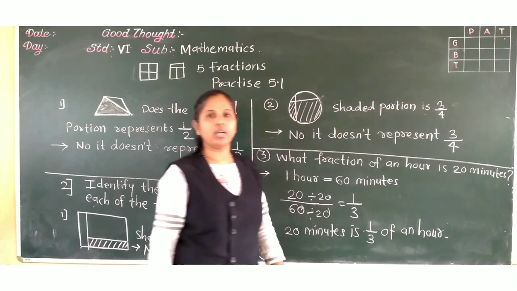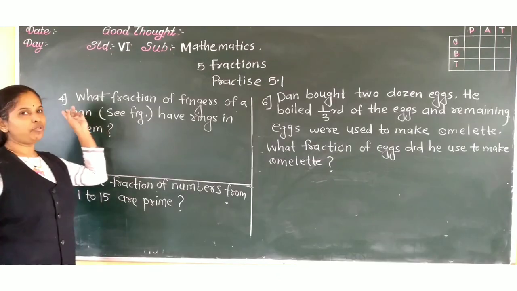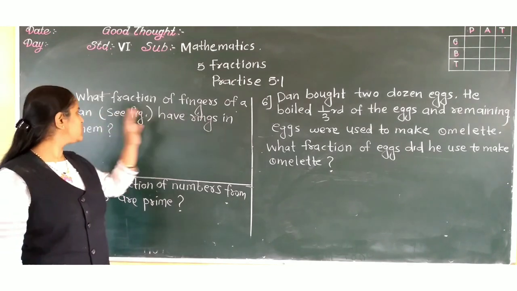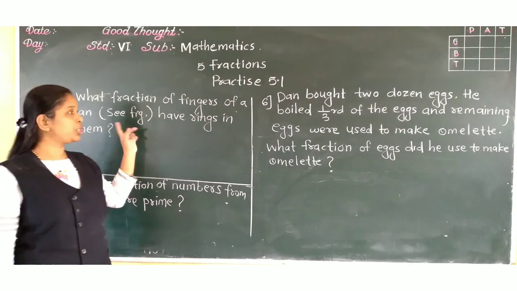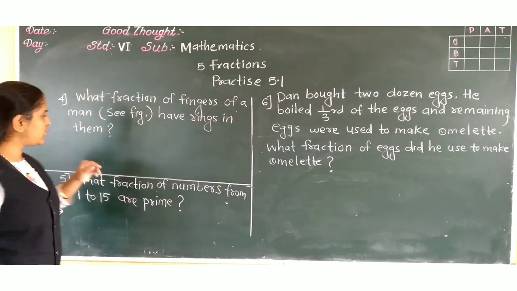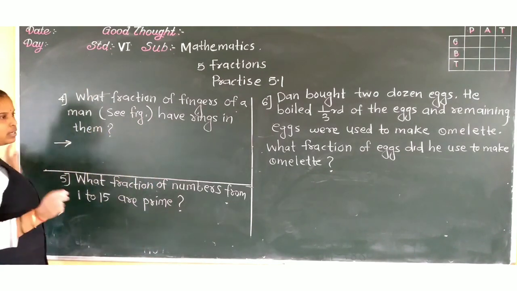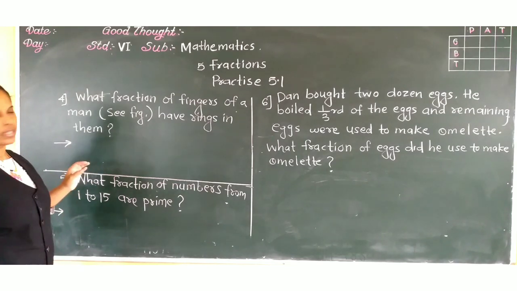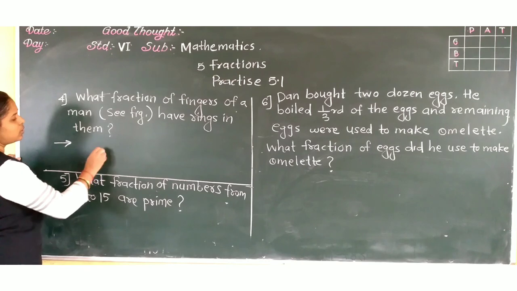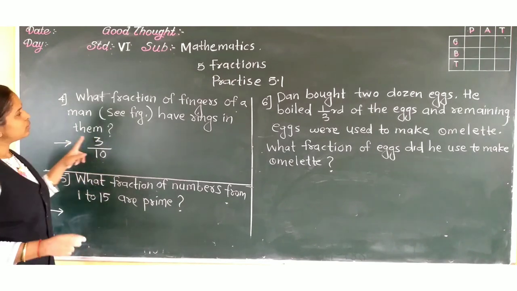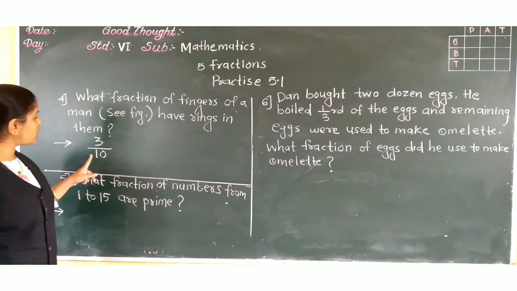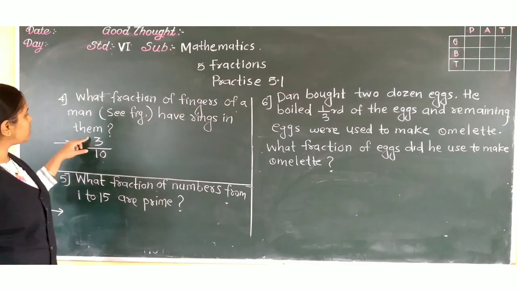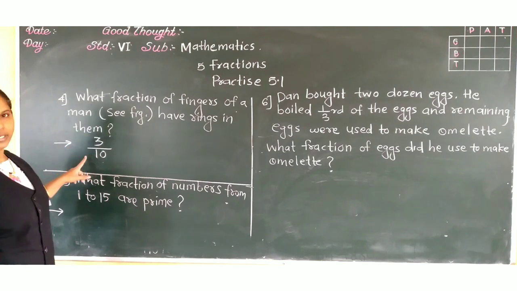20 minutes means 1/3 of an hour. Question number 4. What fraction of fingers of man have rings in them? Now for this question you will have to refer to the textbook. There it has shown total 10 fingers are there, and in 3 fingers rings are there. So see here, what fraction will it show? 3/10, because out of 10 fingers, 3 fingers have rings in them. So the answer is 3/10.